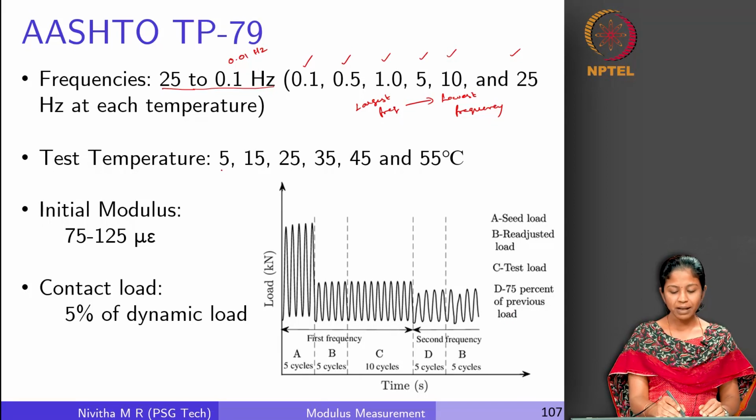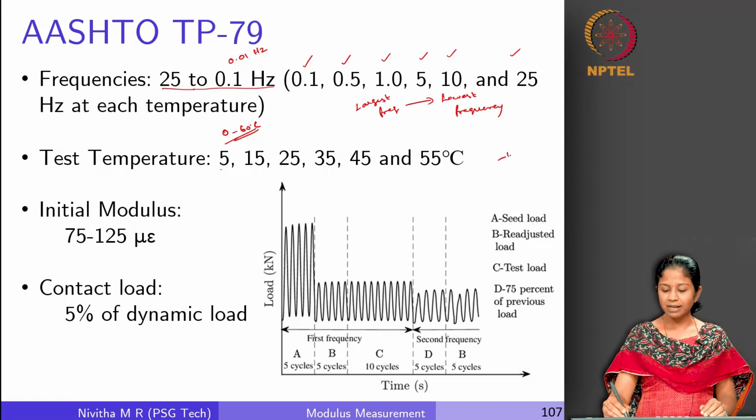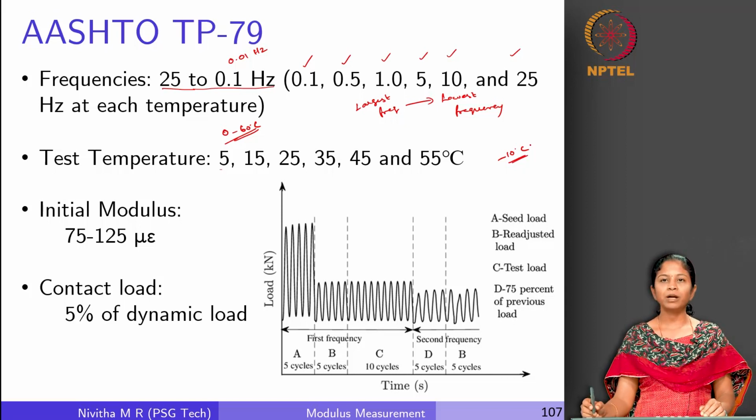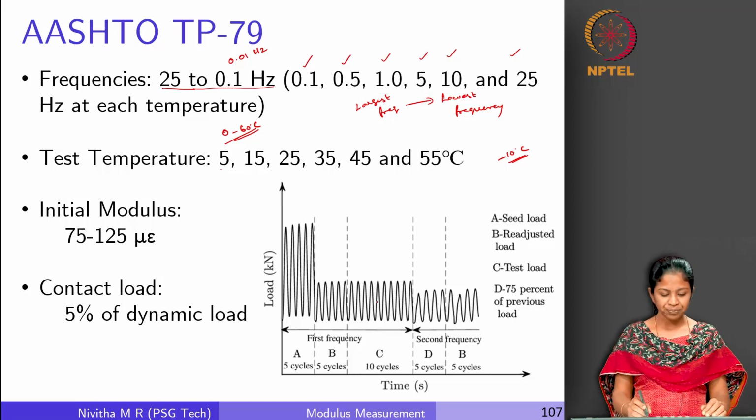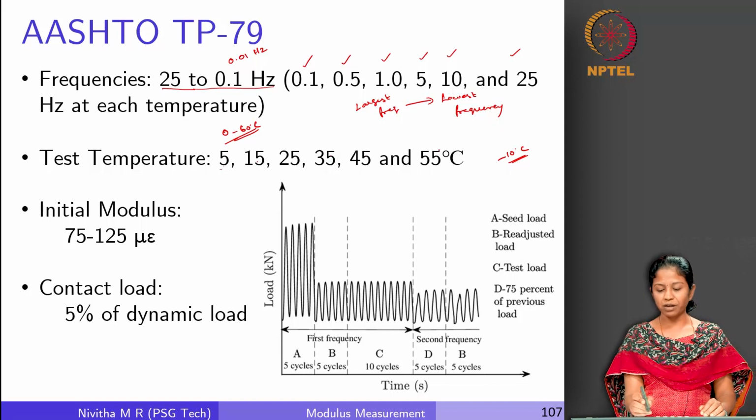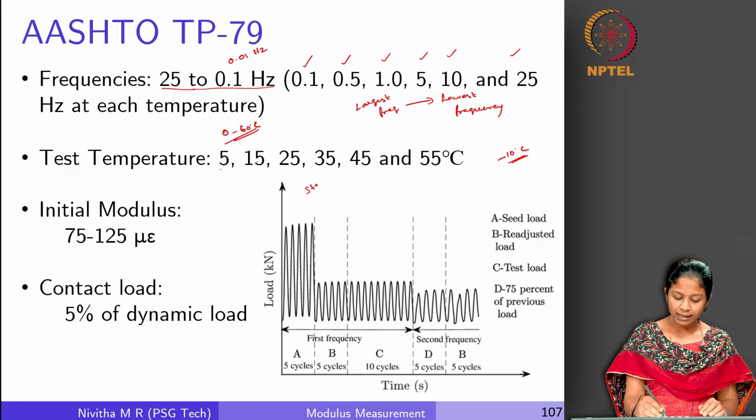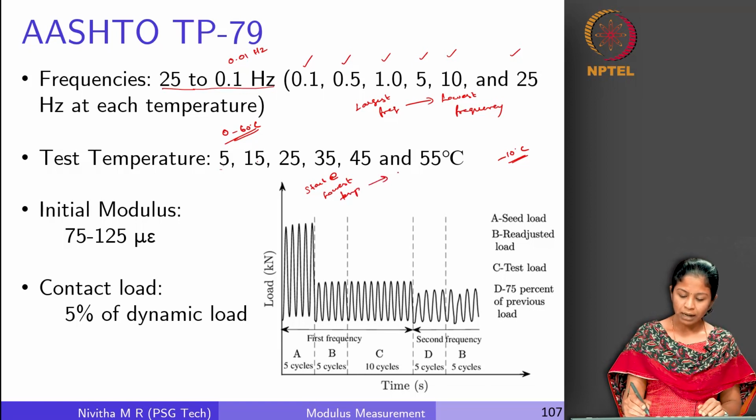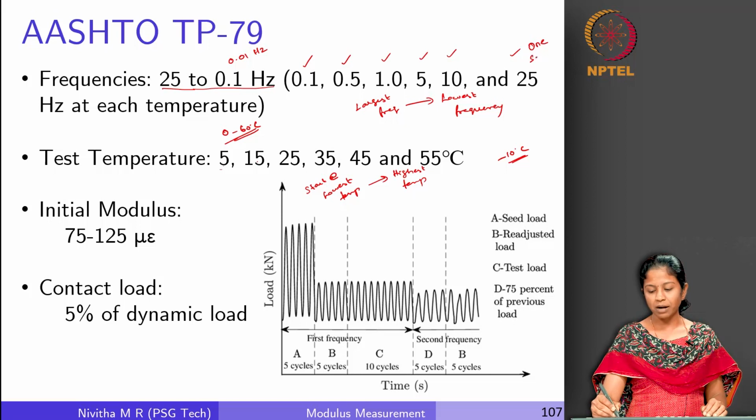The test temperature can be any of these. Ideally we go from 0 to 60 degrees Celsius for Indian conditions. If you look at MEPDG and other guidelines, they might suggest testing at minus 10 degrees or even lower temperatures, but for Indian conditions we usually use temperatures in the range of 0 to 60 degrees. So we can have 5, 15, 25, 35, 45, 55 and so on. Again, when we have a wide range of test temperatures, we always start at the lowest temperature and move on to the highest temperature.